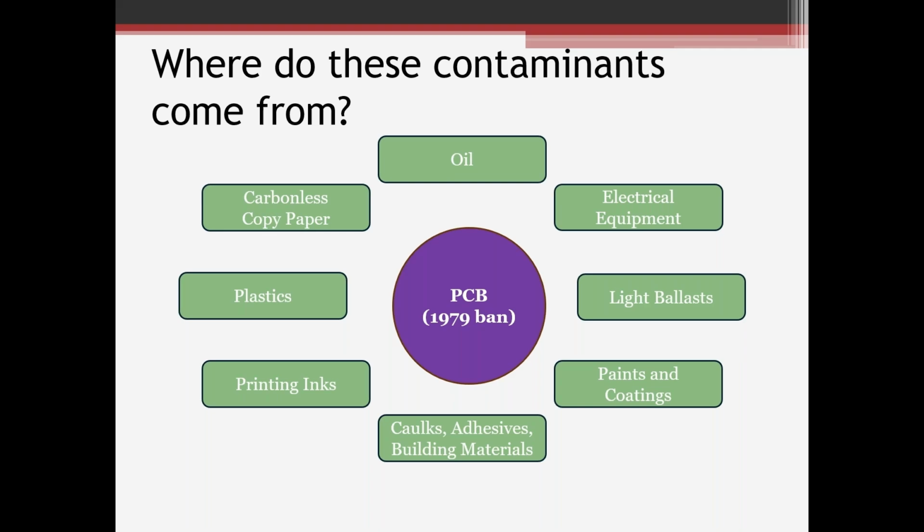The good thing with these is they are banned. In 1979, they were banned for production and use. So a lot of that equipment has been phased out or is going to be phased out eventually. I'm sure there are still some older materials, some older building materials too. Unfortunately, it wasn't something that was limited to the common things that started with PCBs, dielectric fluids, oils, things like that. It trailed off and found its way into some other materials and products: light ballast, paints, coatings, caulks, adhesives, and other building materials might have those, printing inks, plastics, even carbonless copy paper.